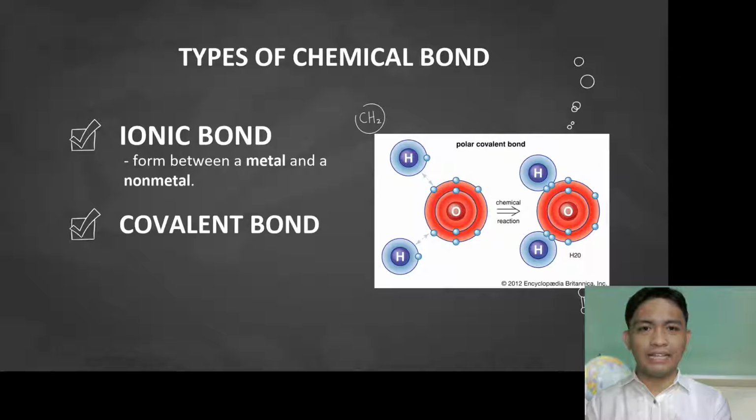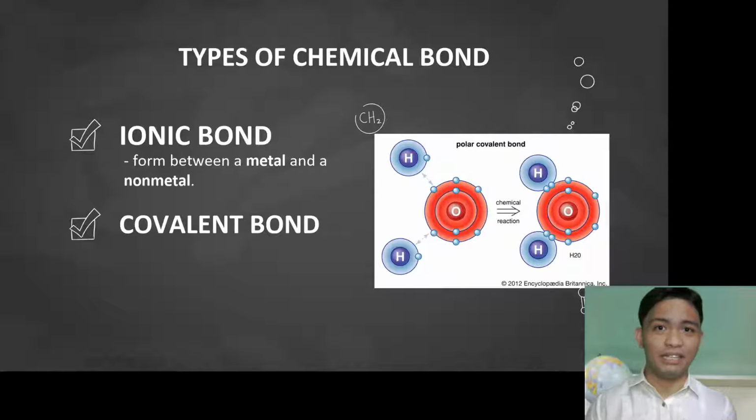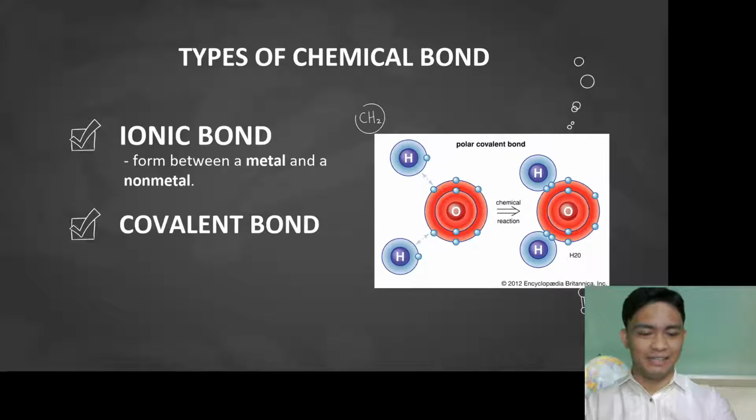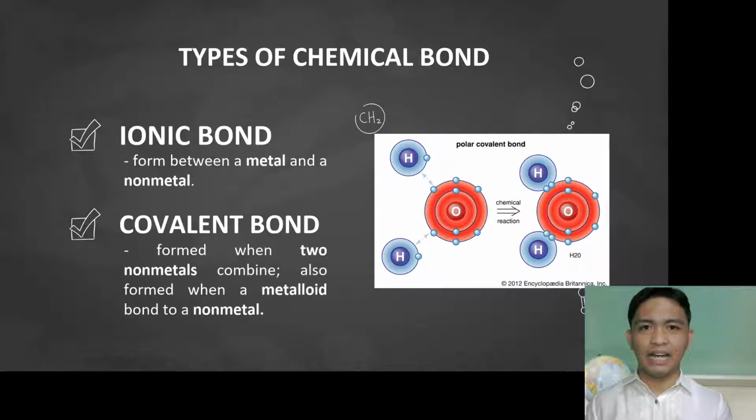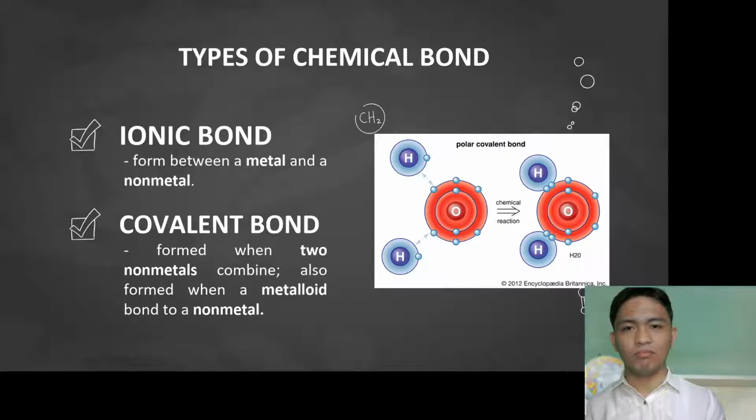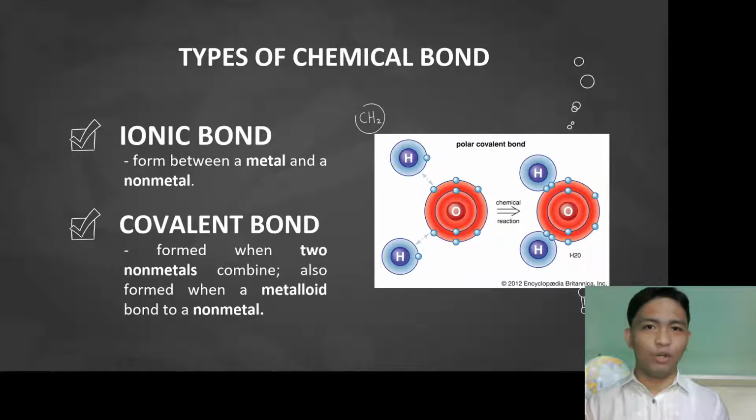Kapag ang involved ay isang metal, isang non-metal, then that forms an ionic bond. Isang nasa left, isang nasa right. Kapag naman covalent bond, ang involved dito ay dalawang non-metal. Parehas na nasa right side. Or pwede na isang metalloid at isang non-metal. So these are the two types of chemical bond, and ito yung pagkakaiba nila. For ionic, transfer, metal, non-metal.